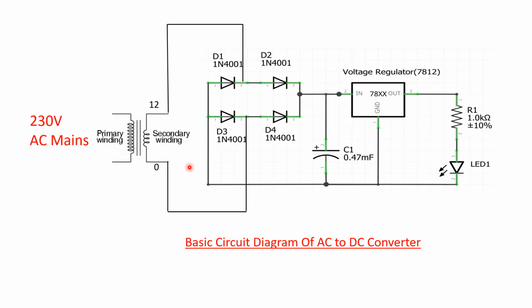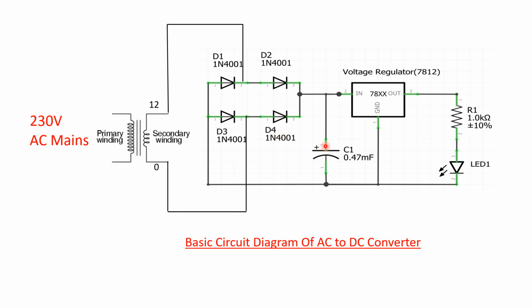So this is the basic circuit diagram of an AC to DC converter. This is the transformer. The primary of the transformer is connected to the 230 volt AC mains, and the secondary of the transformer will be connected to the diode bridge rectifier. The four diodes are connected in such a manner that they form a bridge, and they are connected to the secondary of the transformer.